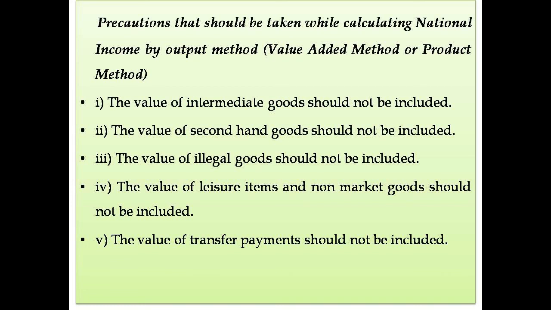Value of transfer payment should not be included. So these are the precautions that should be kept in mind while calculating national income by output method or value added method or product method. Let me repeat. The value of intermediate goods should not be included. Value of second-hand goods should not be included. Value of illegal goods should not be included. Value of leisure items and non-market goods should not be included. And finally, value of transfer payments should not be included.